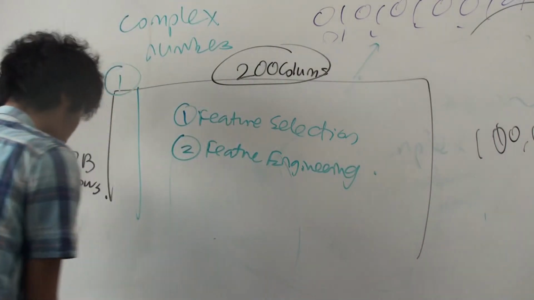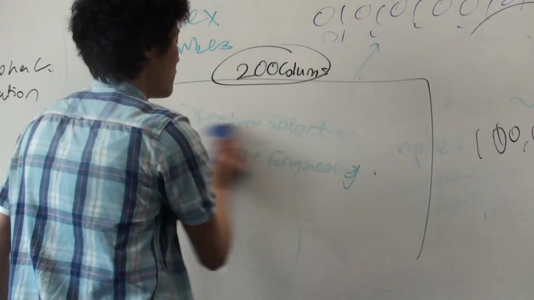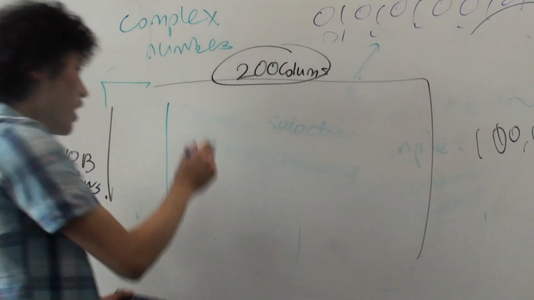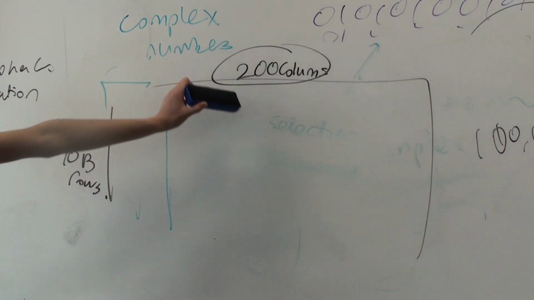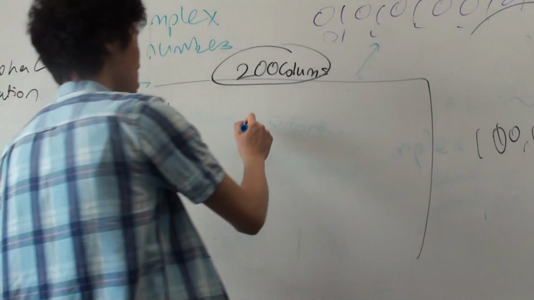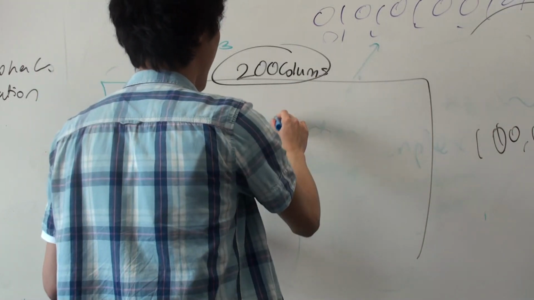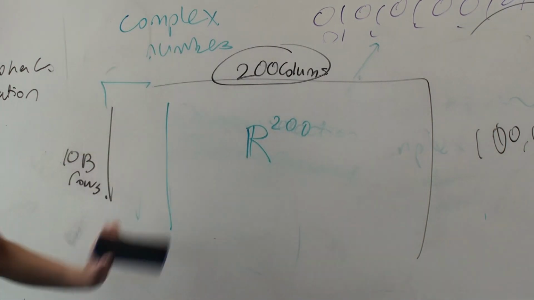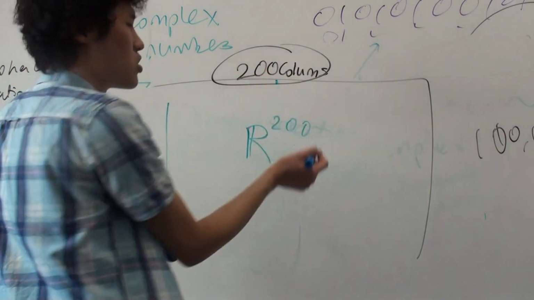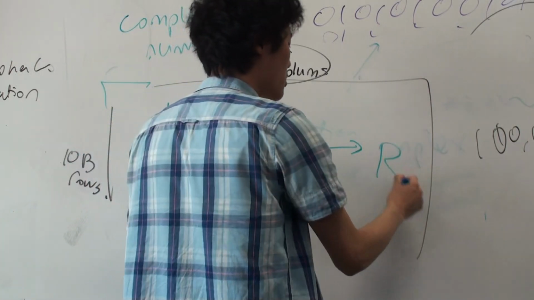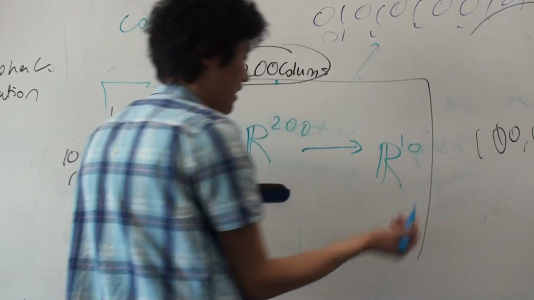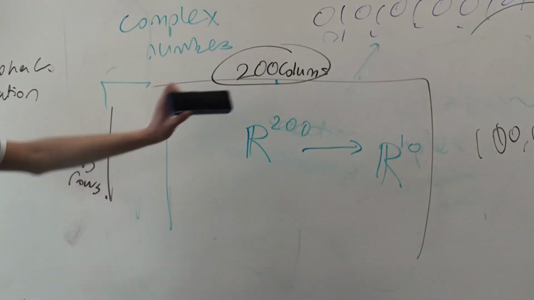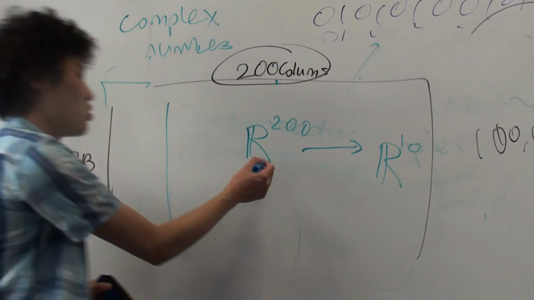The second one is called feature engineering. What is feature engineering? If I have 200 columns, what that means is that this is a 200-dimensional space. You can't even visualize it. So what this tries to do is develop some system to reduce the number of dimensions to like 10. So we reduce this 200-dimensional space to 10 dimensions. That's feature engineering.